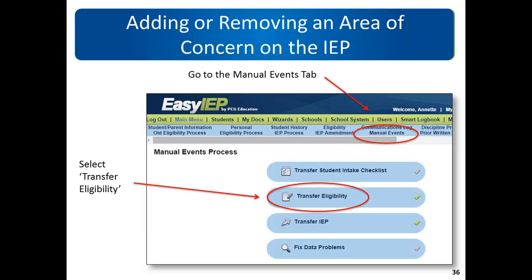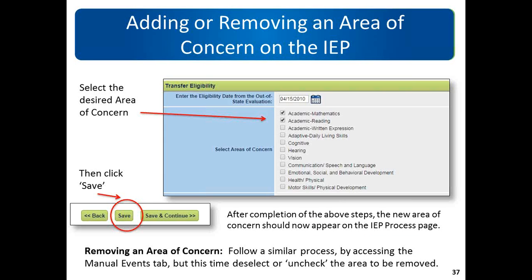And again, if you want to remove an area of concern, let's say it's been a year and you no longer have any concerns about reading, for example, you would follow the same process and you would uncheck the box and then save. So again, this is using the Manual Events tab. This is just a simple workaround solution in the interim until SEDS is able to fully update, hopefully in the future, and allow you to add or remove areas of concern with each annual IEP.